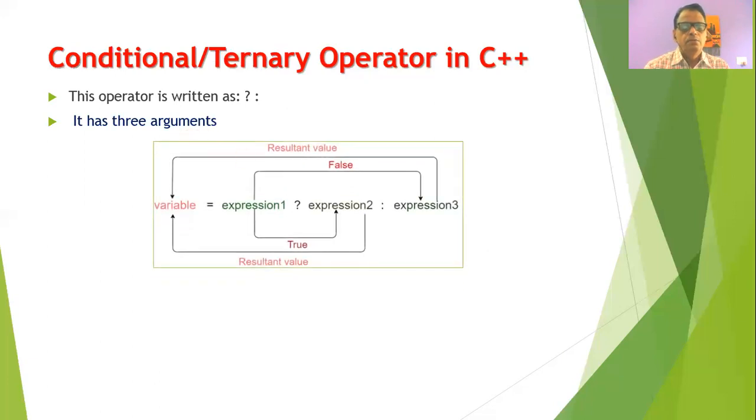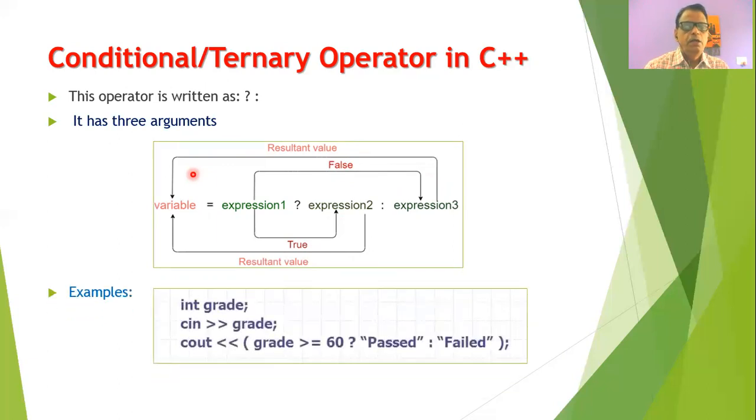Now the ternary operator is used like this. Suppose we have written a statement: variable equals expression 1 question mark expression 2 colon expression 3. Then the value of expression 1 will be evaluated first. If it is true, then the value of expression 2 is evaluated and this value will be assigned to the variable. But if the value of expression 1 is false, then the value of expression 3 will be evaluated and this value will be assigned to the variable.